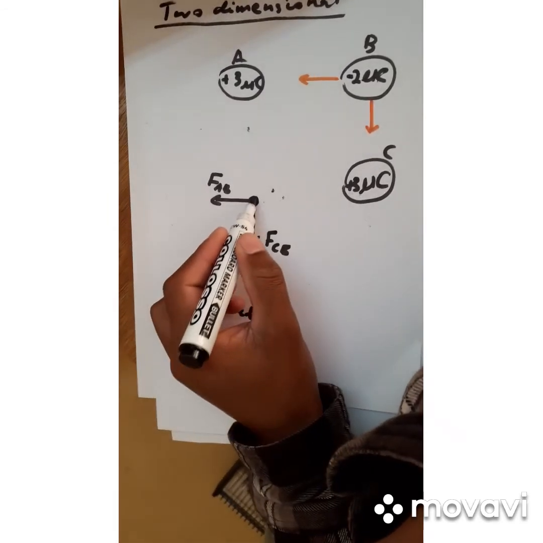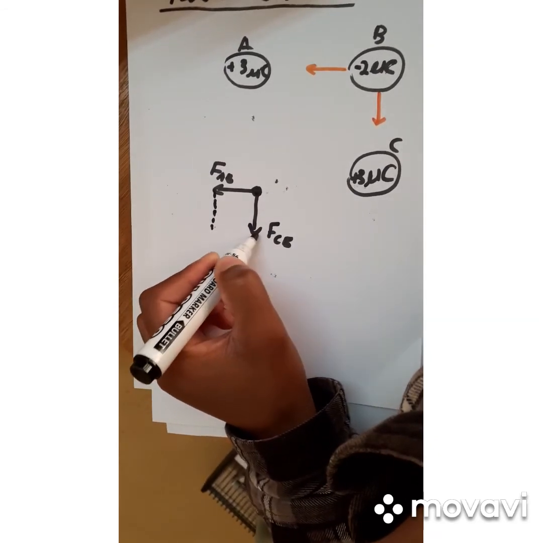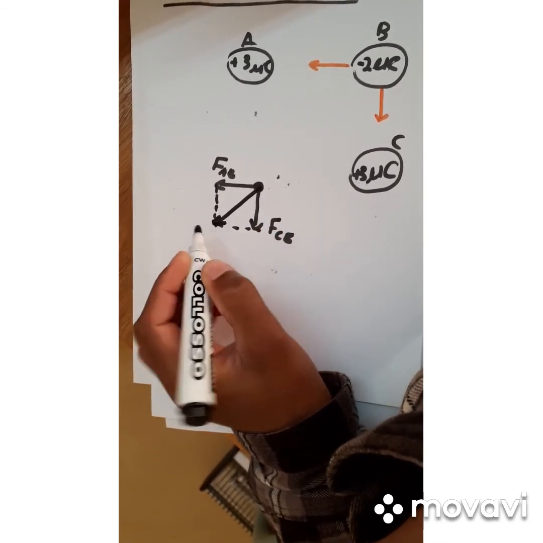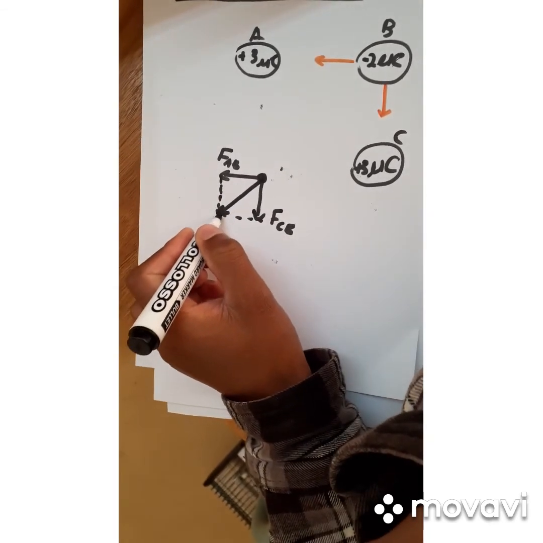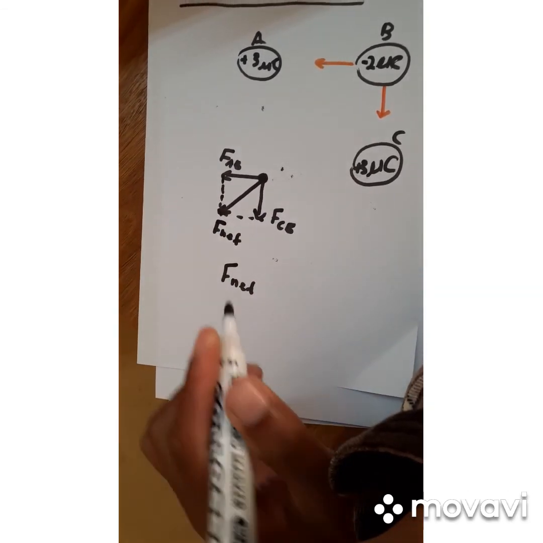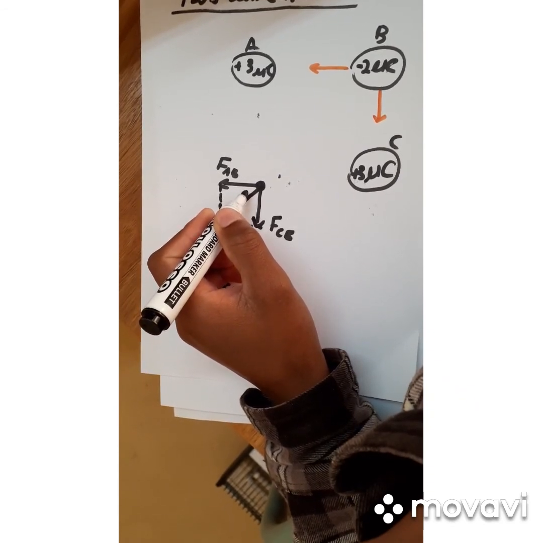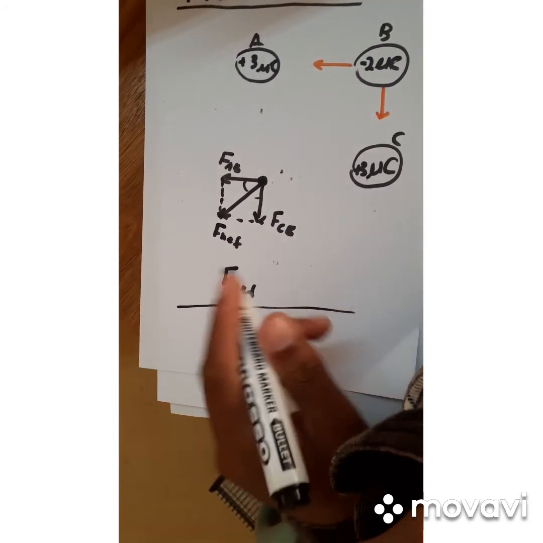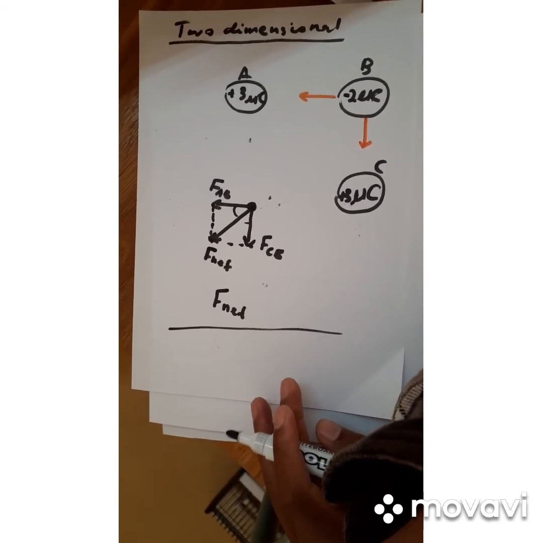Where is the resultant force? This is not the tail-to-tail method, so you must complete the parallelogram. So B is going to move in the direction of the resultant force. This is the resultant force, F net. Then we'll be talking about the angles and so forth. So this is how it looks in terms of solving problems in 2 dimensions.